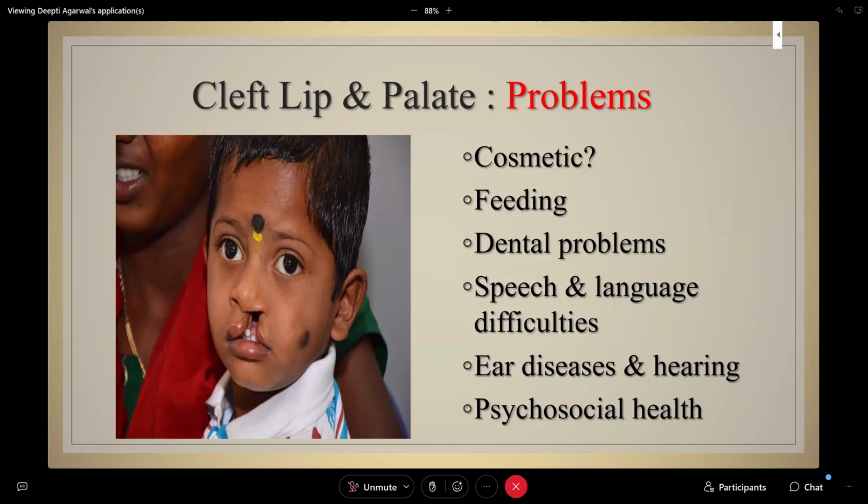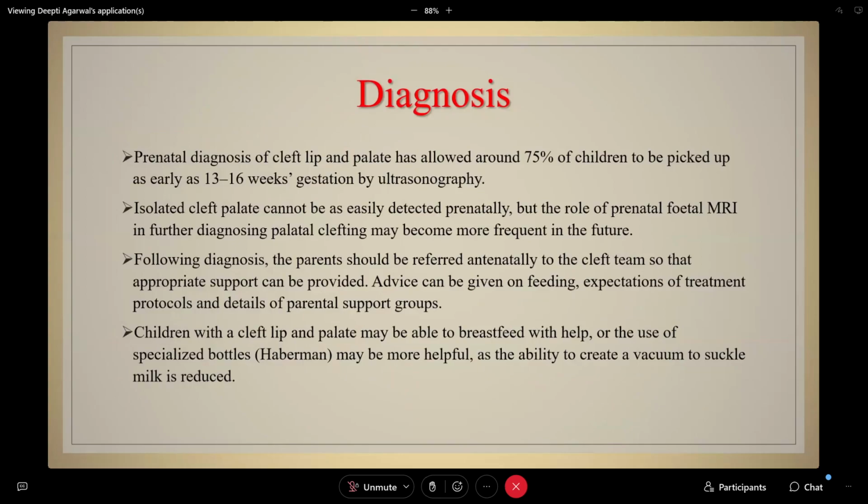So, what do we have to do? We have to manage it. We have to prevent it. Nowadays, prenatal diagnosis of cleft lip and palate has allowed around 75% of children to be picked up as early as 13 to 16 weeks gestation by ultrasonography. Isolated cleft palate cannot be seen as easily. So, in this, the role of prenatal fetal MRI is being evaluated and it might become more frequently available in the future.